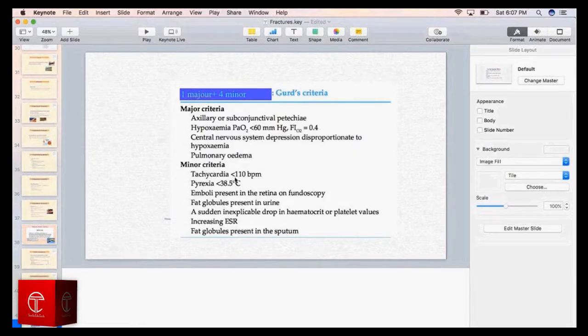Minor criteria: tachycardia of more than 100, usually between 100 and 110; pyrexia; emboli present in the retina on fundoscopy; fat globules present in the urine; a sudden inexplicable drop in hematocrit or platelet value; increased ESR; and fat globules present in the sputum. So these are the 7 minor criteria and 4 major, and you can diagnose fat embolism when there is 1 major plus 4 minor. That is the commonly used criteria, Gurd's criteria.